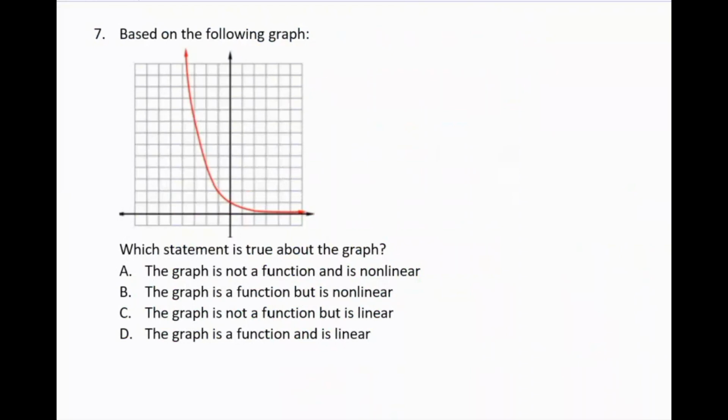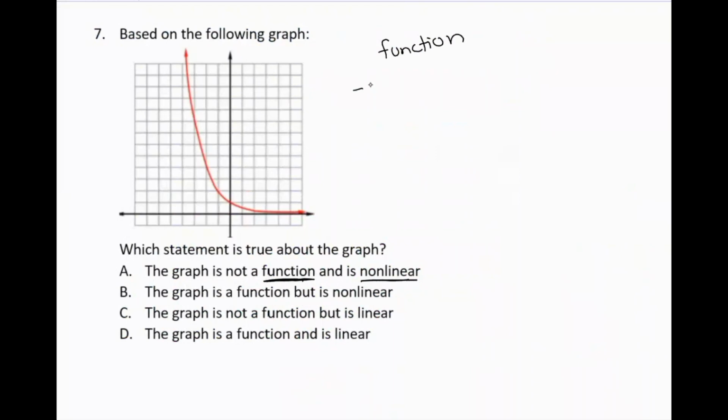For number 7, it says, based on the following graph, which statement is true about the graph? So we've got 4 options, and it looks like we're talking about whether it's a function or not a function, whether it's linear or non-linear. So I'm going to start with function. I want to identify, is this a function?